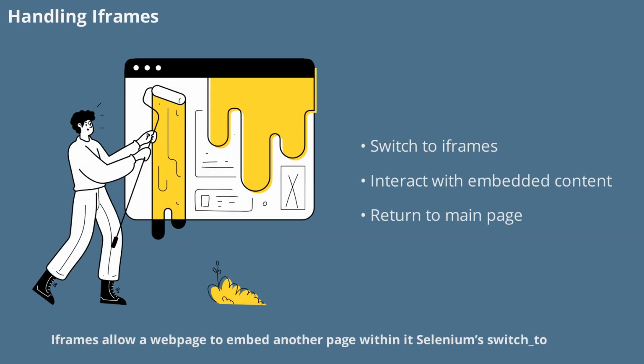Iframes allow a web page to embed another page within it. Selenium's switch to frame method lets you move into an iframe and interact with its elements. When finished, you can switch back to the main content using switch to default content. This is crucial for testing embedded content like ads, widgets, or third-party integrations.